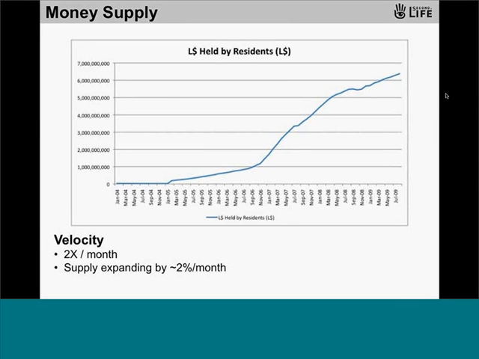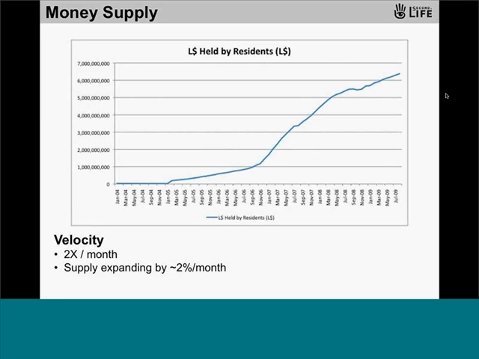So let's talk about the money supply for a second. This is a graph of the money supply as it's grown over time from sort of the beginning of the history of Second Life. What you can see is that it's reached over 6 billion Linden dollars, which is roughly 24 million U.S. dollars. What's interesting about the money supply is that it turns over roughly twice a month, and this is something that economists call velocity, which is to say how many times a Linden dollar is used in a given transaction in any given month.